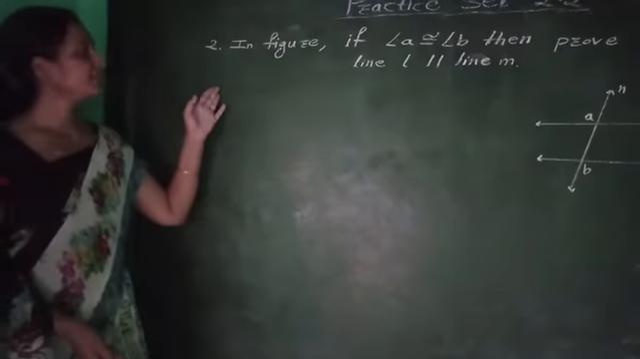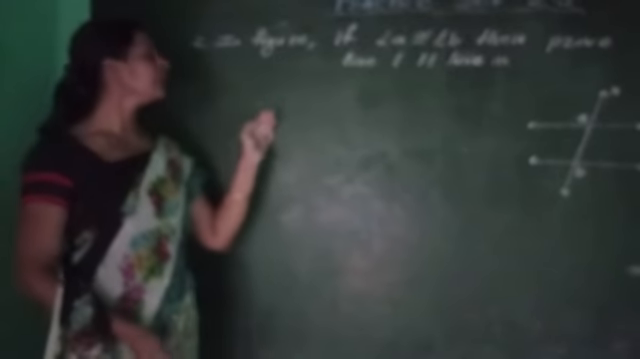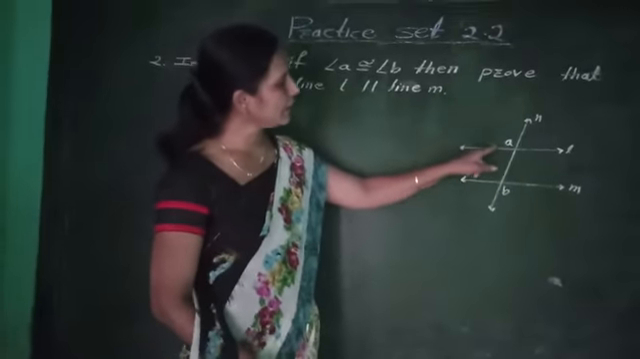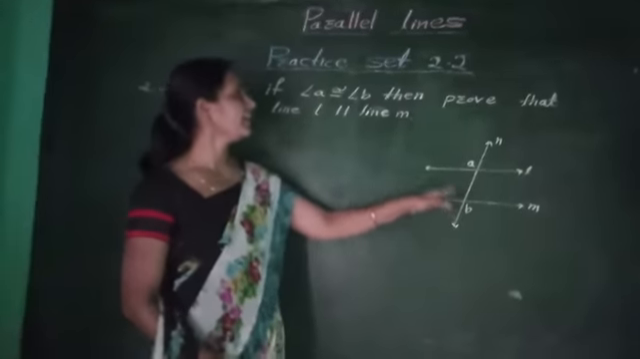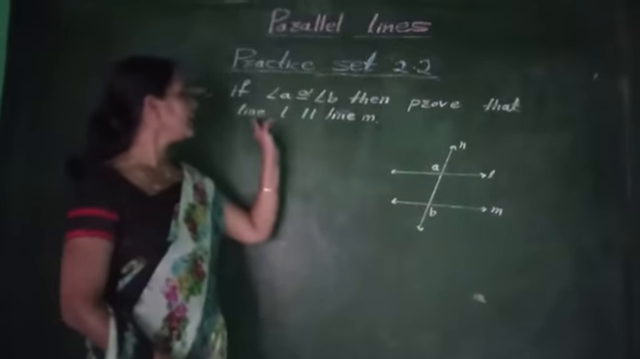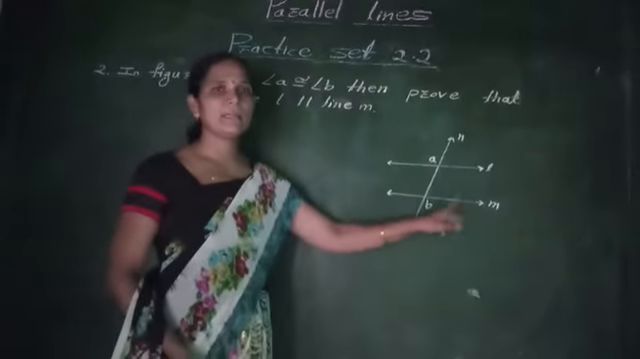Question number 2. In the figure, if angle A is congruent to angle B, we are given that these two angles are congruent. Then prove that line L is parallel to line M. We have to show that line L and line M are parallel.